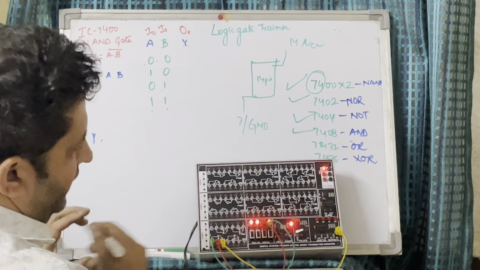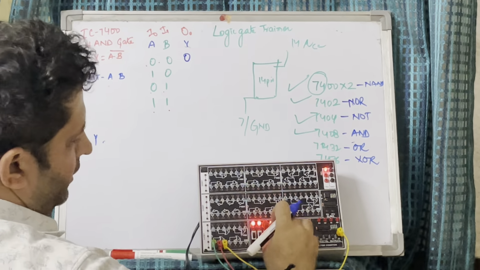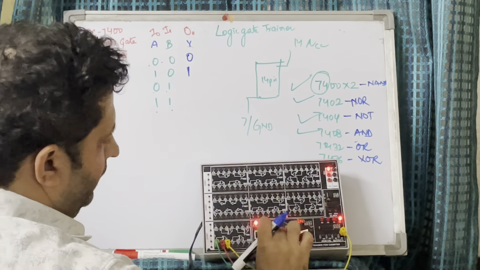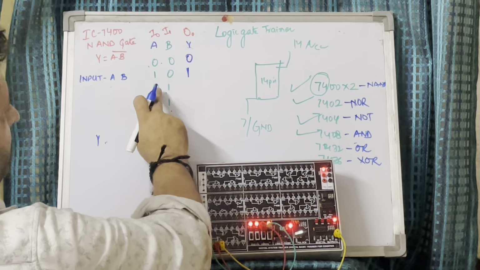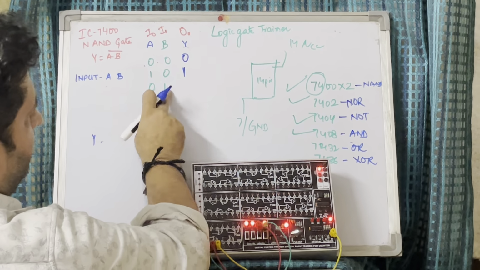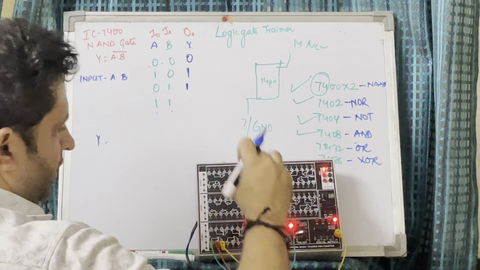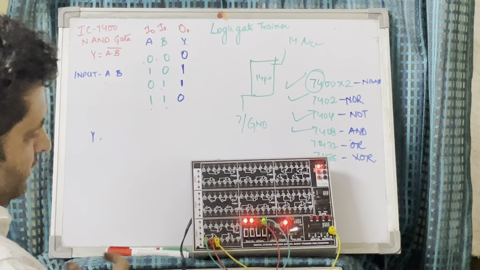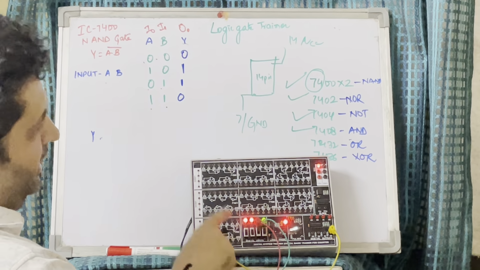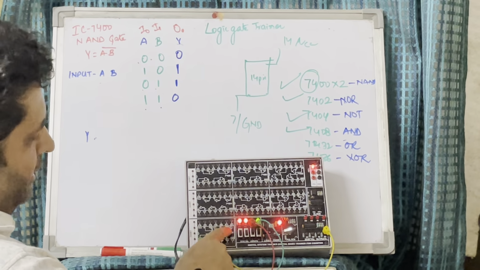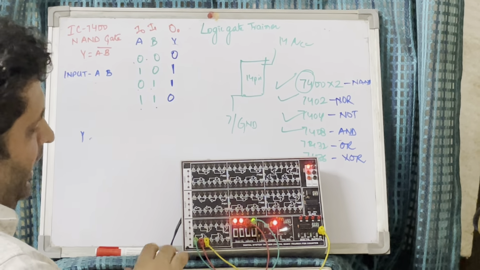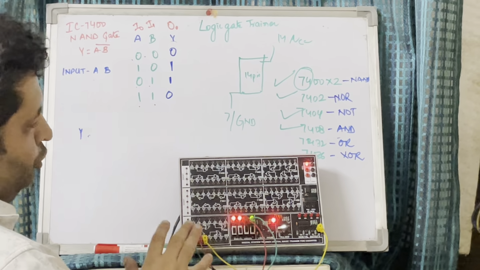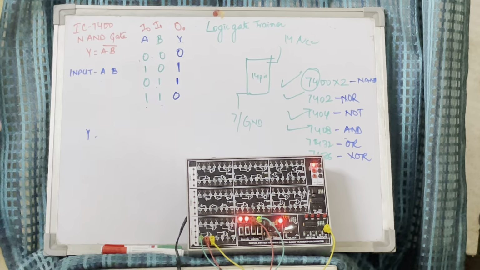Now first condition is 0, 0, output 0. Now we will do 1, 0, output 1. Now 0, 1, that is B is high and A is low, output is 1. Now both high, this will be 0. So this is the working of the 7486 IC, that is a XOR gate. There are 4 XOR gates as you can see from the diagram, and you can use any of them. You can use more than one at one time. So this is the complete working video of a logic gate trainer.